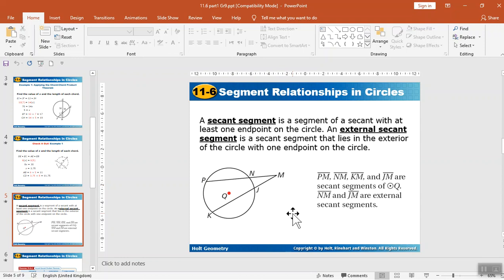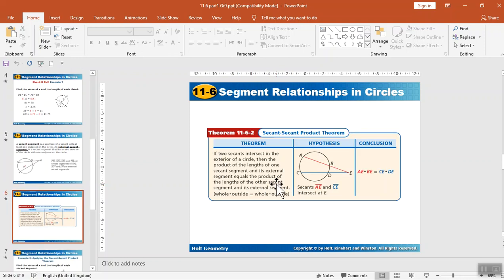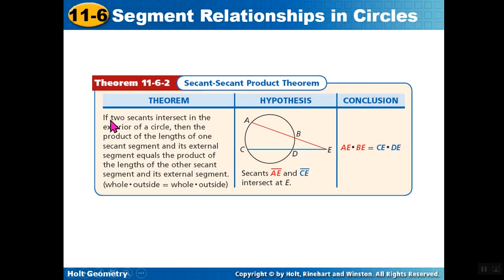Now, what do we want from this? The second one, look here. The theorem is the secant product theorem. Let's see it like this better. Now, if two secants intersect in the exterior of a circle, before we said it intersects inside the circle, now it is the exterior of a circle.